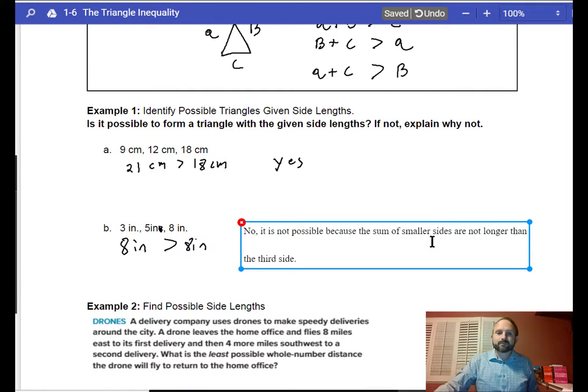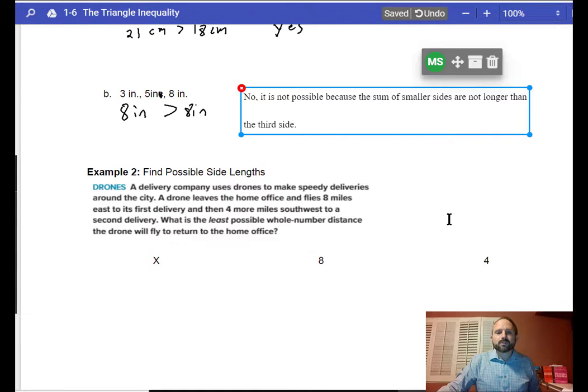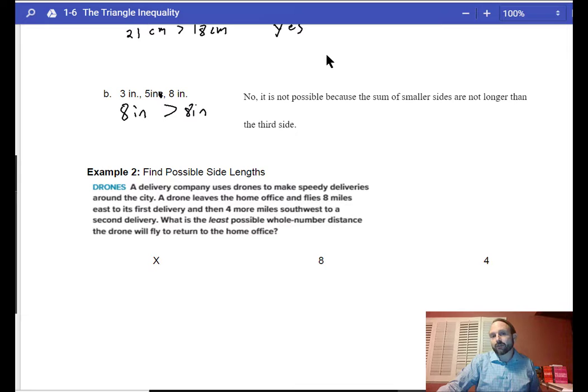Example 2. A delivery company uses drones to make speedy deliveries around the city. A drone leaves the home office and flies 8 miles east to its first delivery, and then 4 miles southwest to a second delivery. What is the least possible whole number distance the drone will fly to return to the home office? Let's give you a second to think about it.